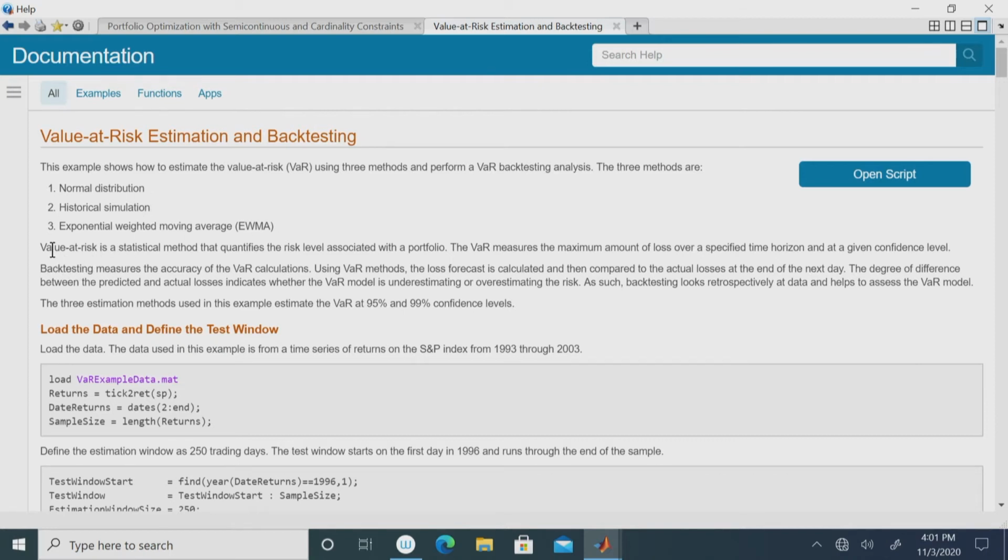Now, just to reiterate the fact that value at risk is a widely used technique in financial risk management, which is a statistical method that quantifies the risk level associated with the portfolio.